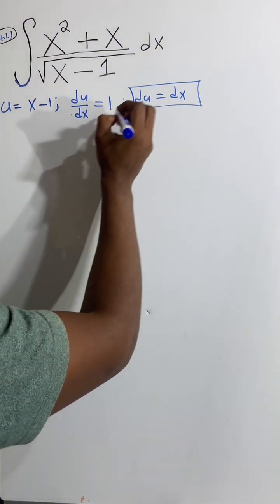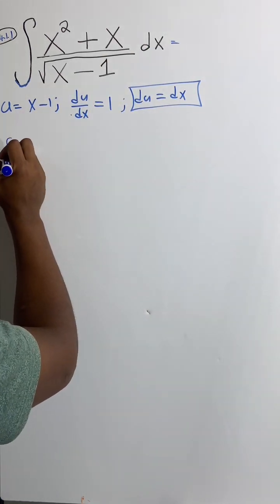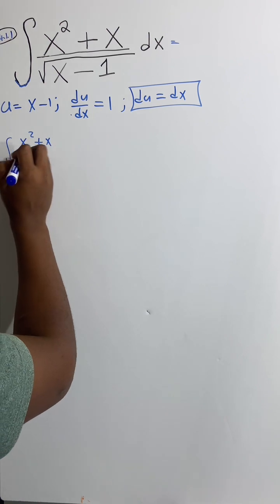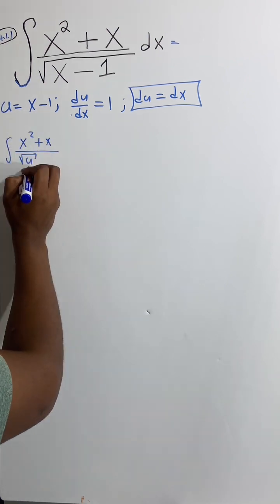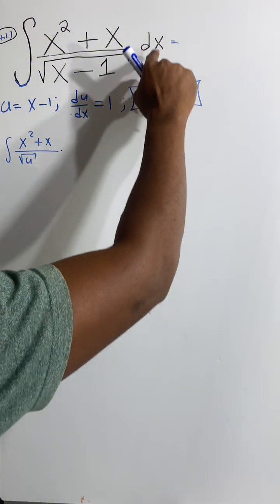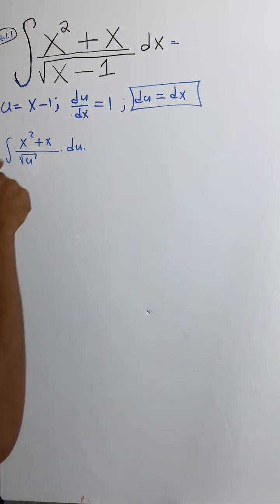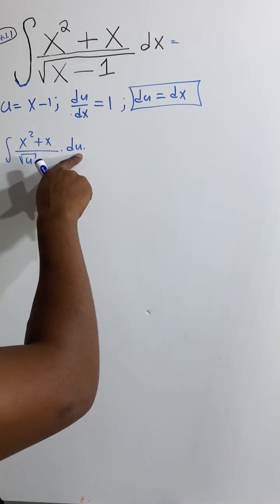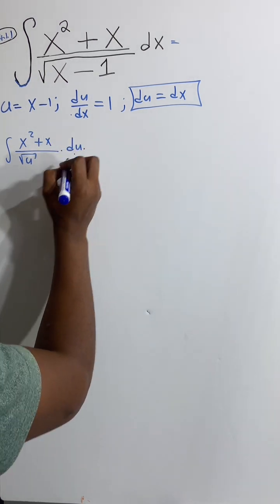And so we'll have our integral as x squared plus x over the square root of u. In the place of x minus 1, we substituted u, and dx is equal to du. So in the place of dx, we substitute du. So we are left with x squared plus x, which are in the form of x, and we want them to be in the form of u because we are integrating in the form of u.